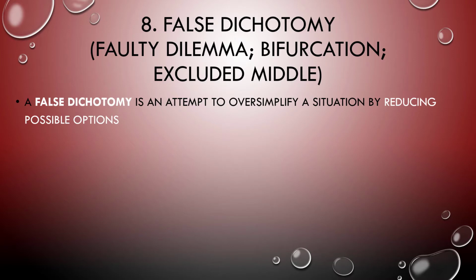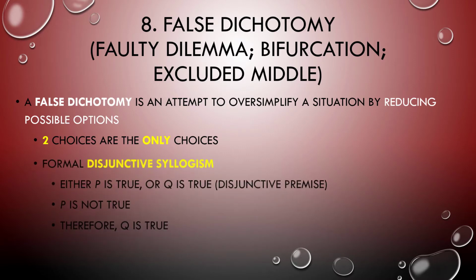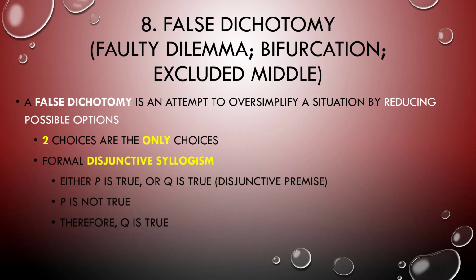It's also called the faulty dilemma. And if you've studied dilemma, which we will do later on, I can give you a little bit of an idea how those work structurally. The argument is generally constructed of 2 choices as the only choices. This is a version of a formal disjunctive syllogism. Either P is true or Q is true. Well, P is not true, therefore Q must be true.